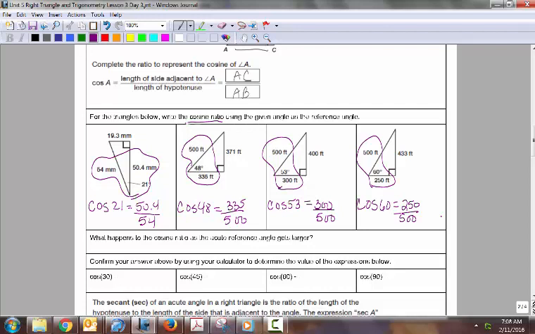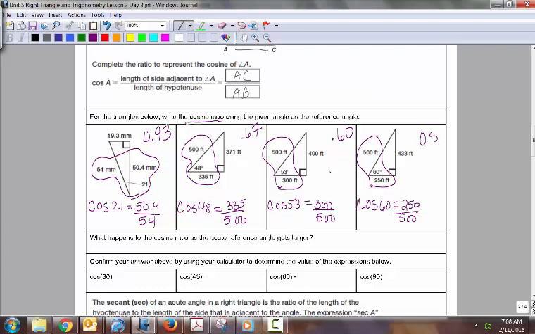I take 50.4 divided by 54 and I get 0.93. I take 335 and divide it by 500 and I get 0.67. I take 3 divided by 5, I get 0.60. And I take 25 divided by 50. Oh, I could do that one in my head.